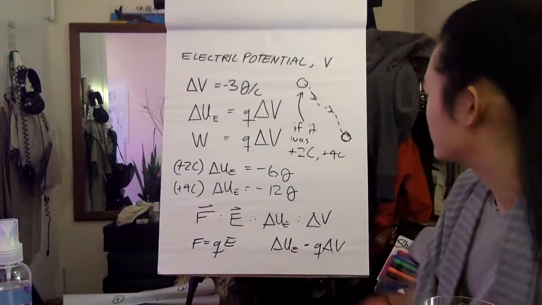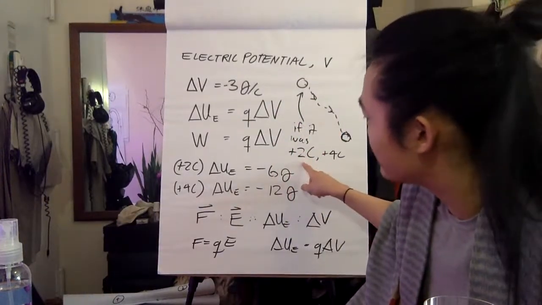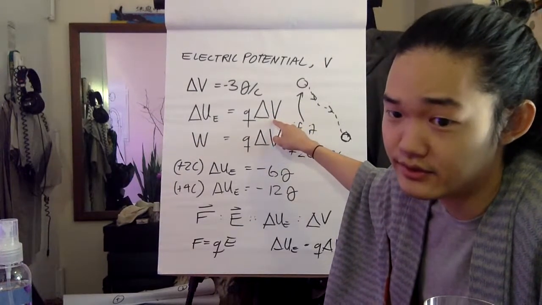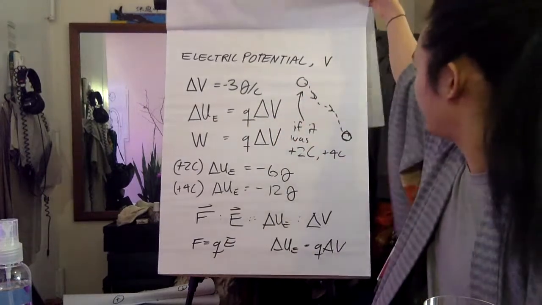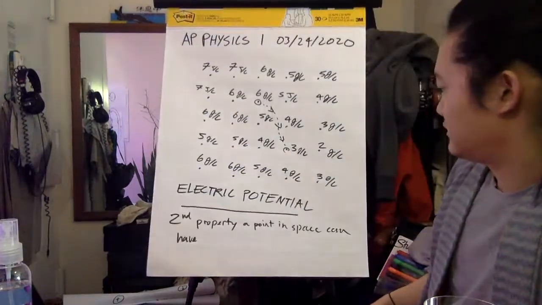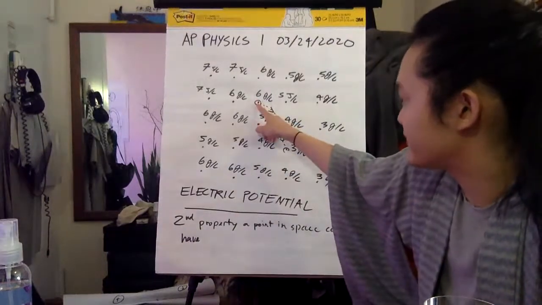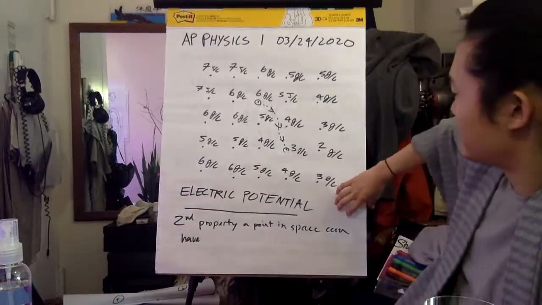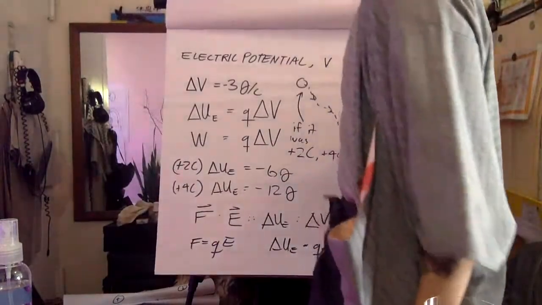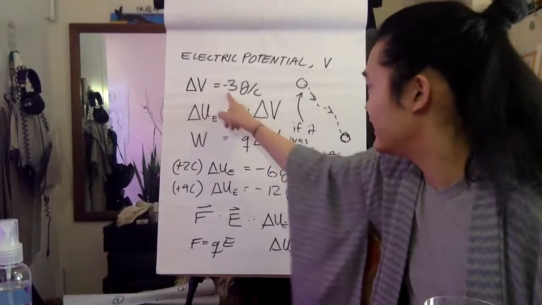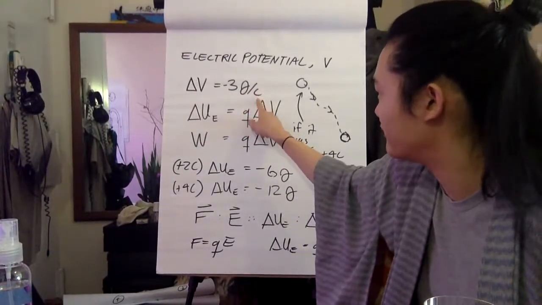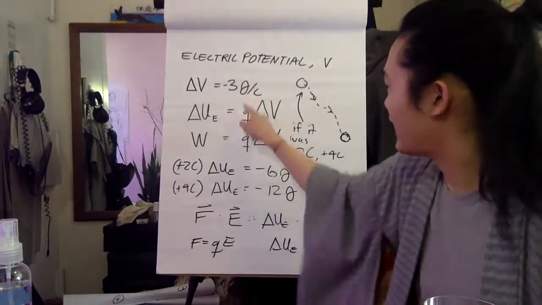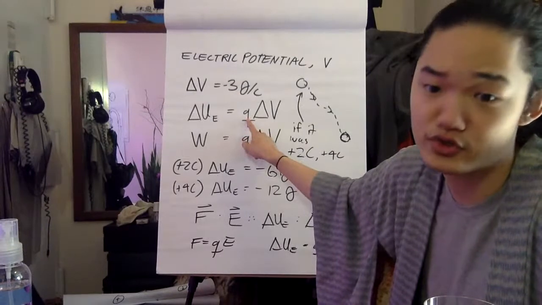No, Ethan, I multiplied 2 coulombs by the change in potential, not potential energy. My potential here is 6 joules per coulomb. My electric potential here is 3 joules per coulomb. So my change in potential is -3 joules per coulomb. So I multiply -3 joules per coulomb by 2 coulombs, and I get 6 joules.